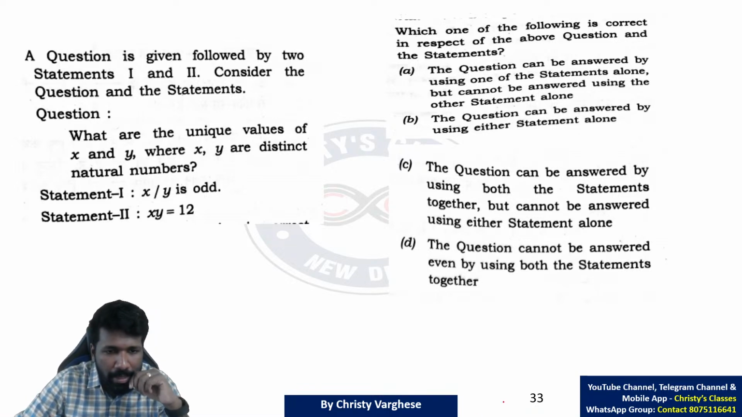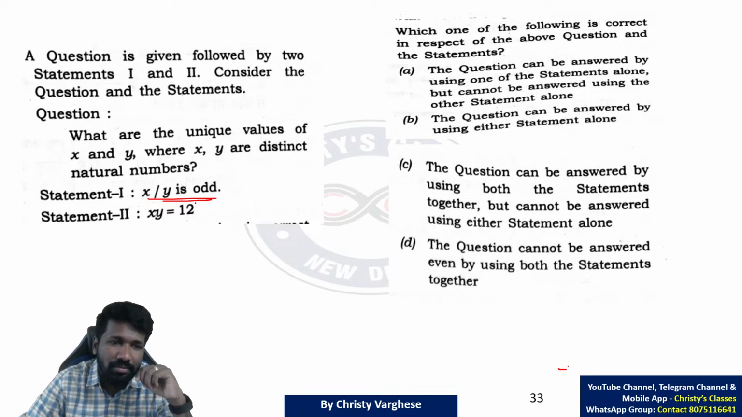So statement 1: x by y is odd. For which values is x by y odd? Infinitely many values. 3 by 1 is odd. 5 by 1 is odd. 7 by 1 is odd. Odd number by odd number is odd itself.